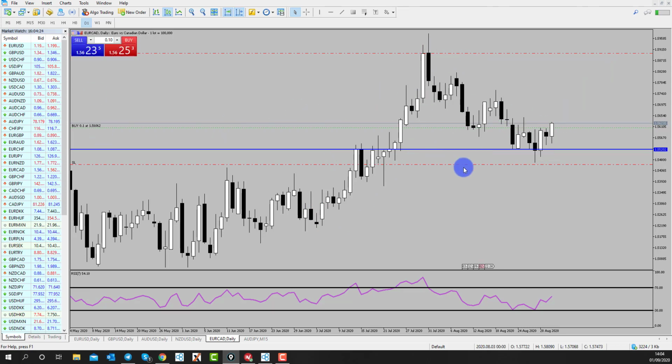So continue to look for those buying opportunities on EURCAD. The market is now breaking and moving to the upside in line with the weekly trend.